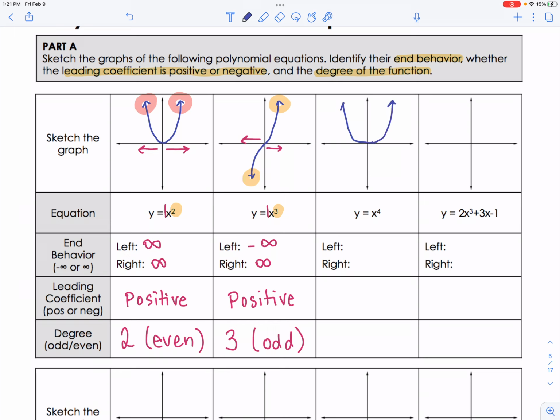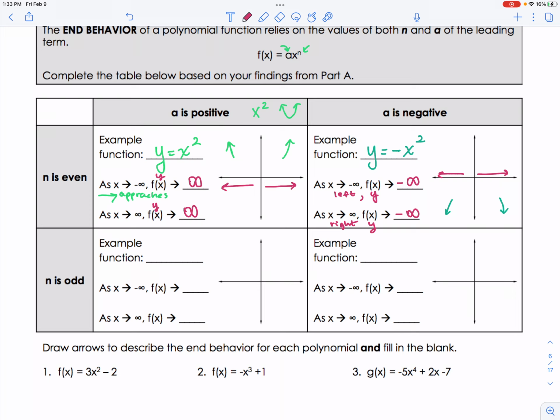So here, as x approaches negative infinity, so that means that as we're going to the left, this way, my graph is going down, my y's are going down to negative infinity. And as x approaches infinity, so as we go to the right, the y values are going down to negative infinity. This will happen for any polynomial that has an a that's positive and even, and a is negative and even.